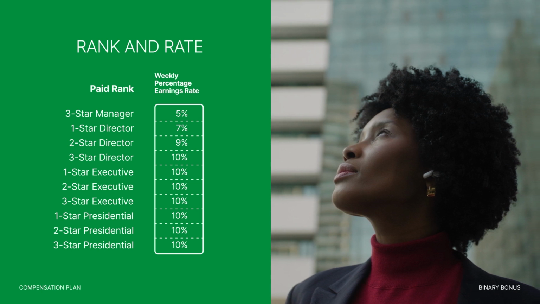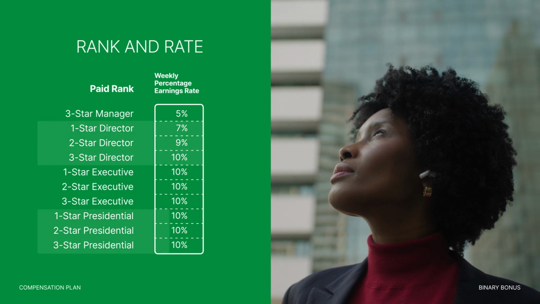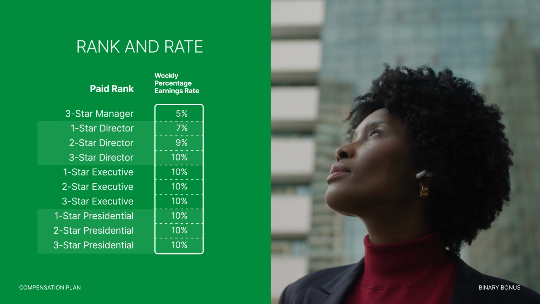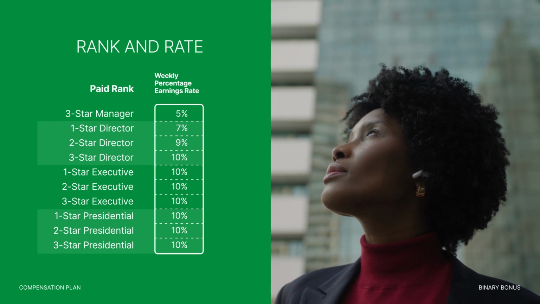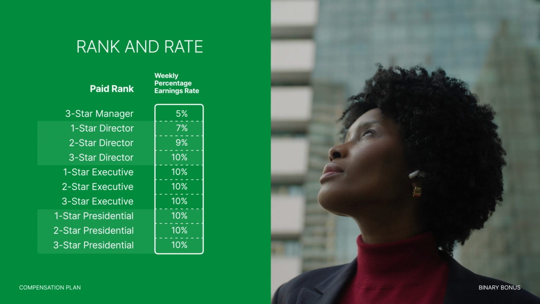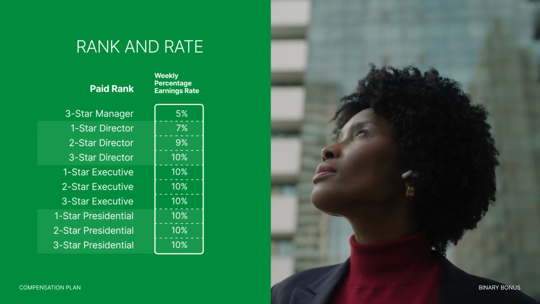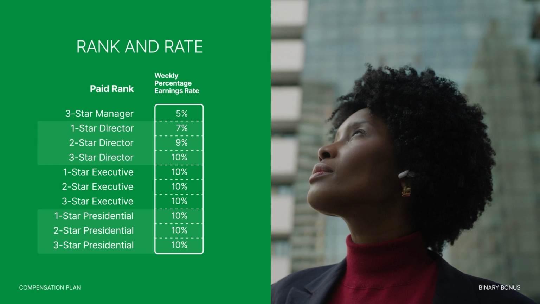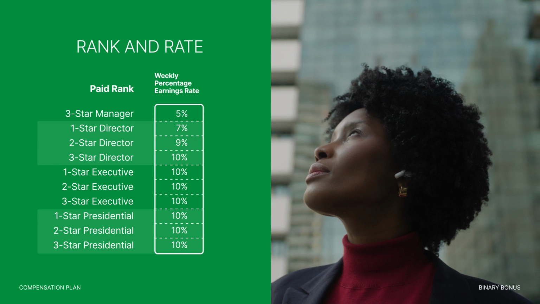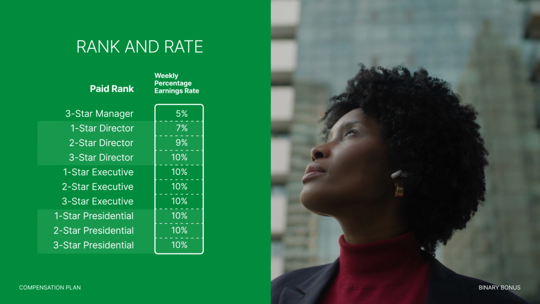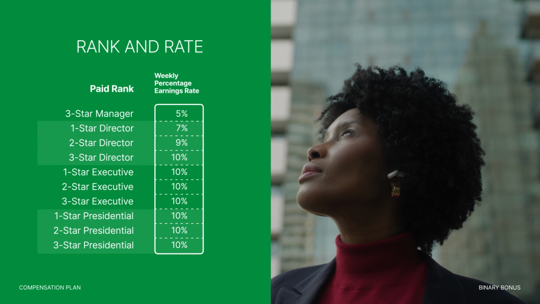The binary bonus earnings rate is determined by your paid rank each week. As a 3-star manager, you will earn 5% on the bonus volume in your pay leg. A 1-star director earns 7%, and a 2-star director earns 9%. At a 3-star director and higher, you maximize your earnings rate at 10%.